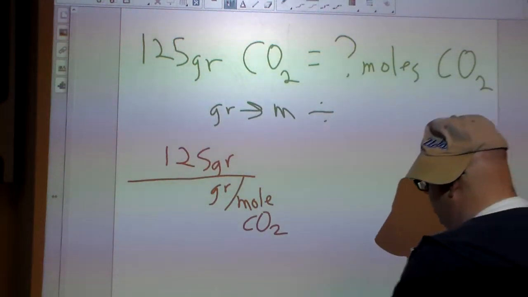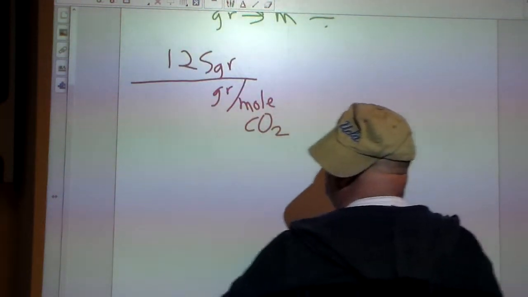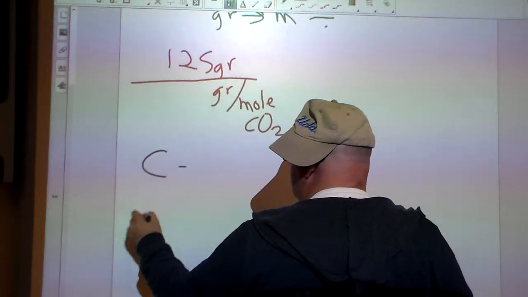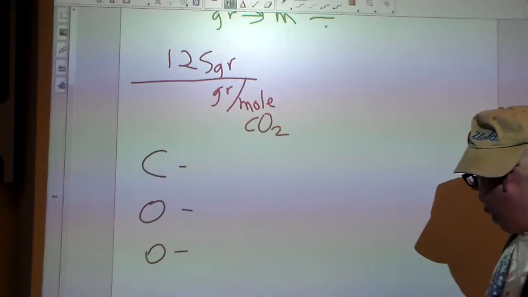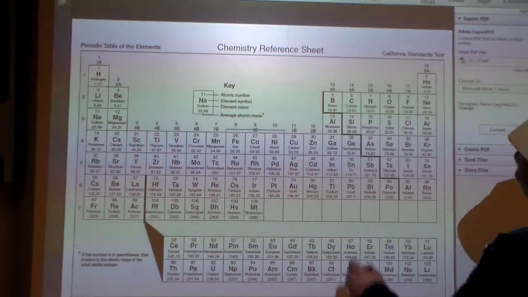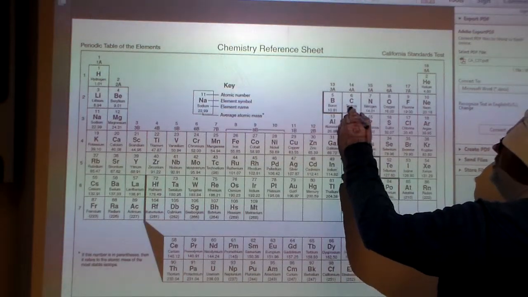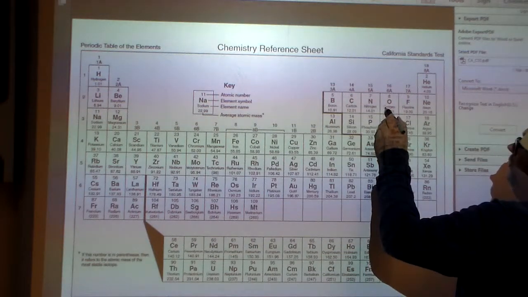All right. Well, what do we know about CO2? Well, we know that we have a carbon and 2 oxygens in there. And if we were to go and look at the periodic chart, we'll see carbon is 12.01 and the oxygen is 16.